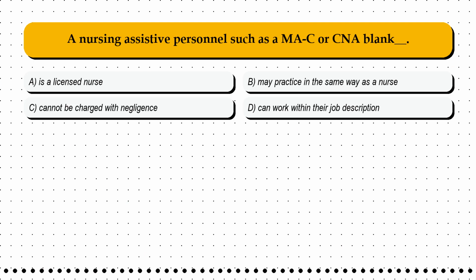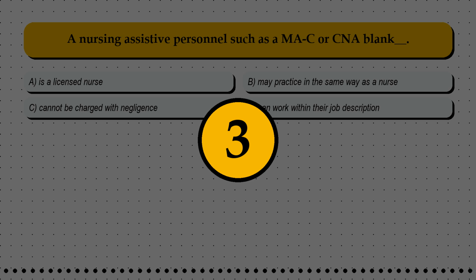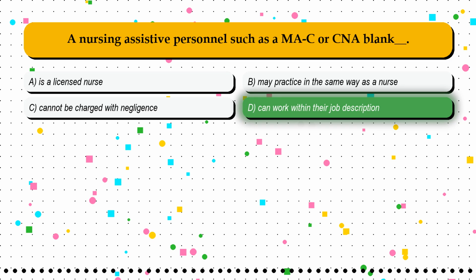Question 47. A nursing assistive personnel such as a CMA or CNA blank blank. Option A is a licensed nurse. Option B may practice in the same way as a nurse. Option C cannot be charged with negligence. Option D can work within their job description. The correct answer is option D, can work within their job description.